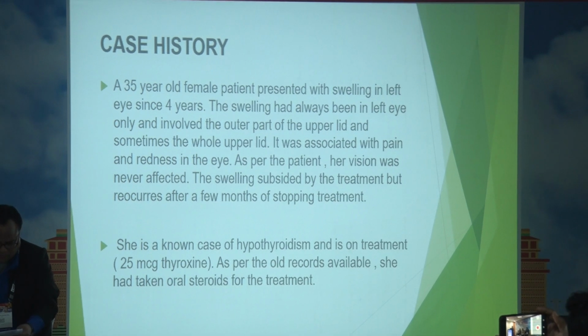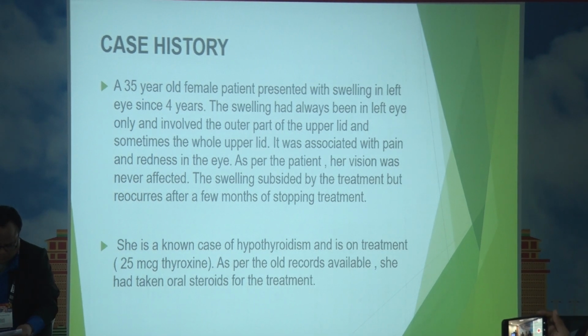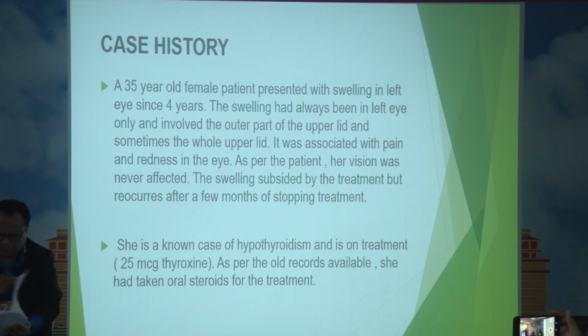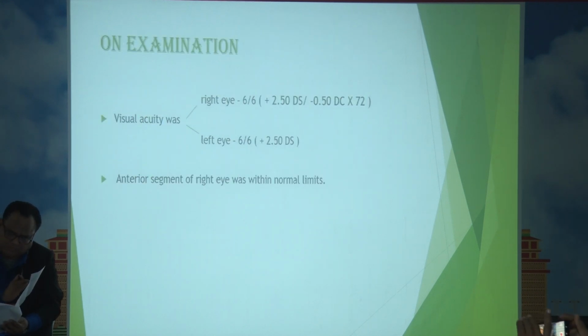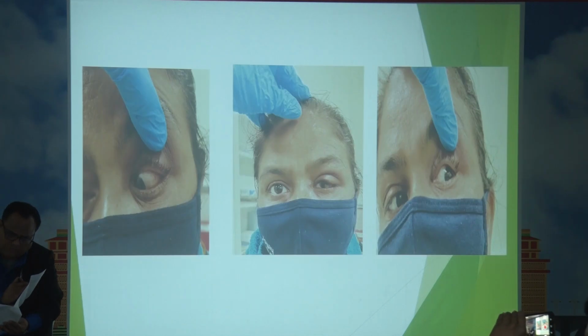She was a known case of hypothyroidism and was on treatment, well controlled with 25 microgram of thyroxine. And as per the old records available, she had taken some oral steroids for her condition. On examination, her best corrected distance visual acuity in both eyes was 6/6, and the anterior segment of the right eye was within normal limits. This is her left eye. As you can see in the central picture, the left eye was swollen more on the outer portion and giving an S-shaped ptosis, and temporal conjunctival congestion was also seen.